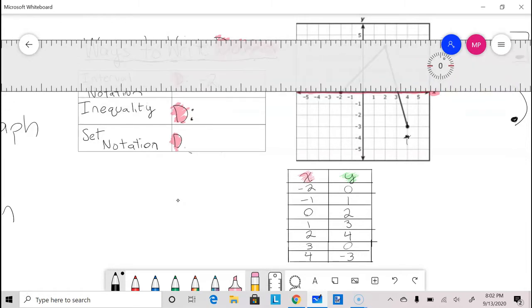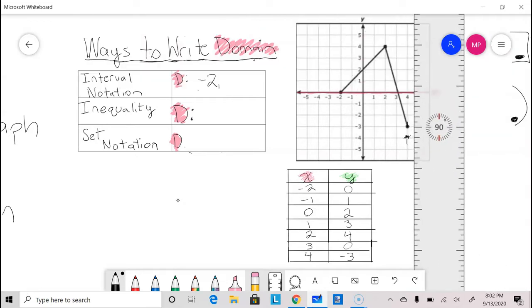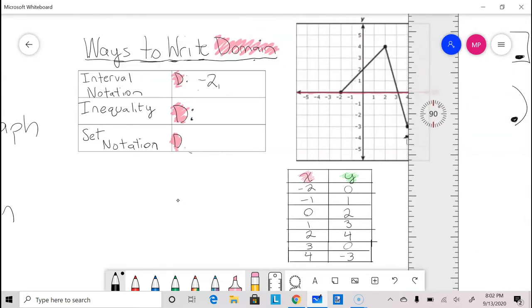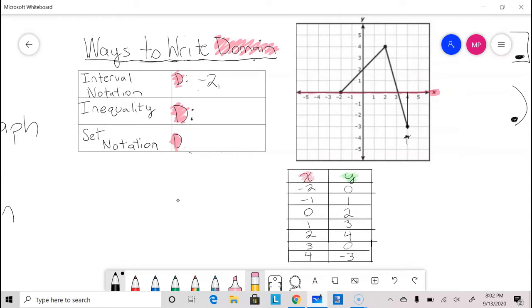Now it's not directly touching the x-axis, so what we're going to do is draw a line from that point to the x-axis to see what x value this point has. And if we draw that line, we see that 4 is the highest. So we know the lowest is -2, the highest is 4.